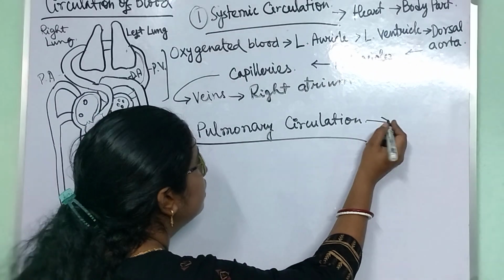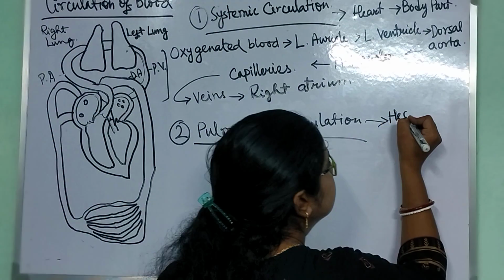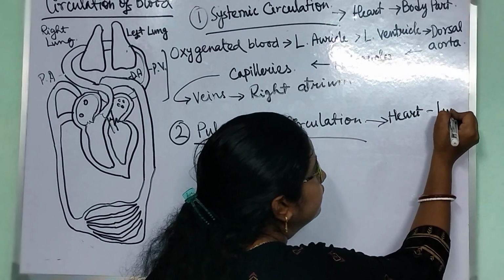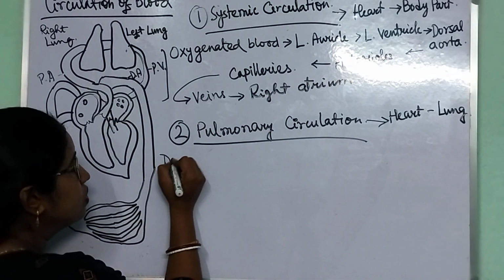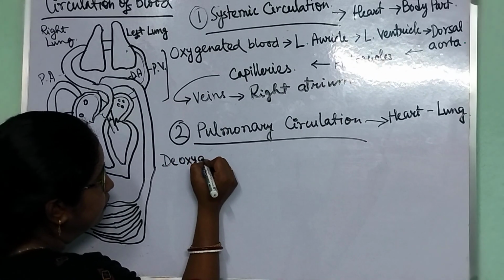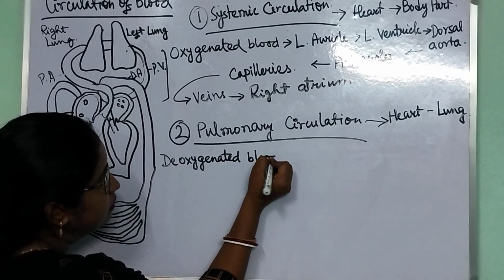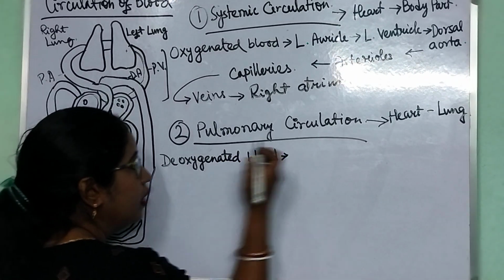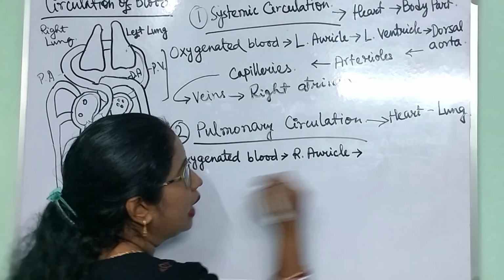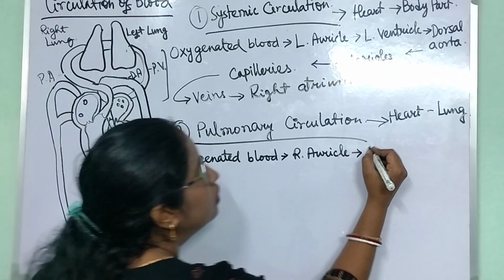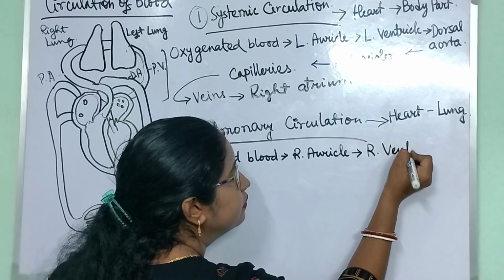So in pulmonary circulation, the blood flows in between heart to lung. What happened is, firstly, the deoxygenated blood flows into the right auricle. Then the right auricle constricts and the blood forcefully enters into the right ventricle.